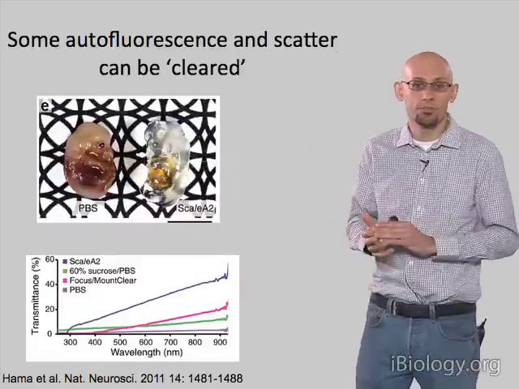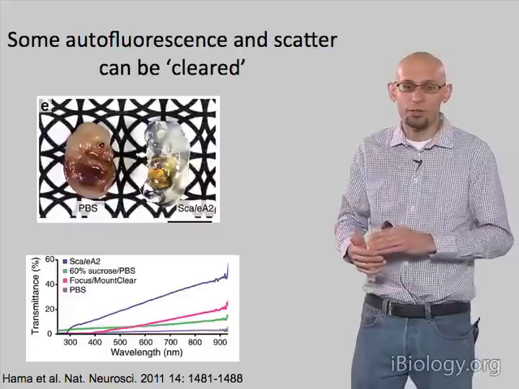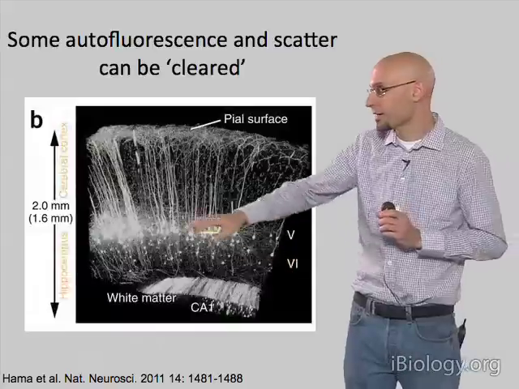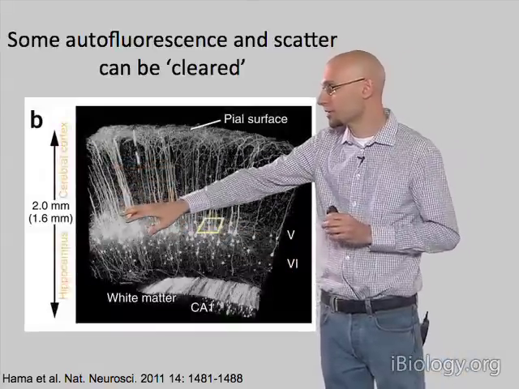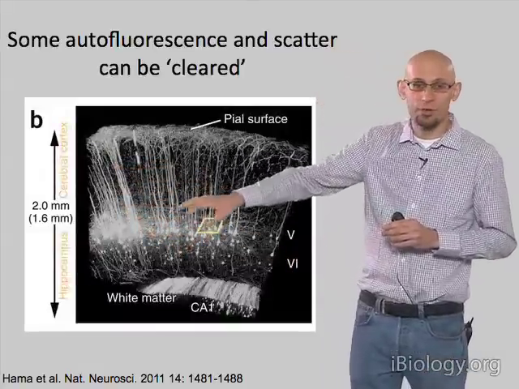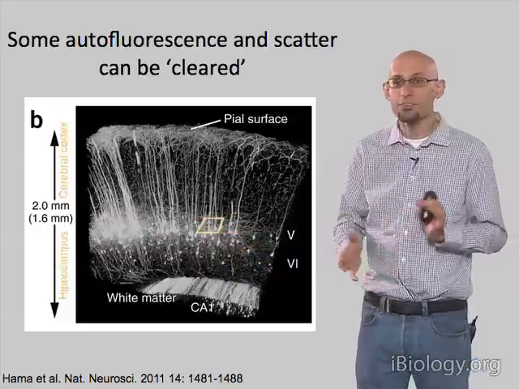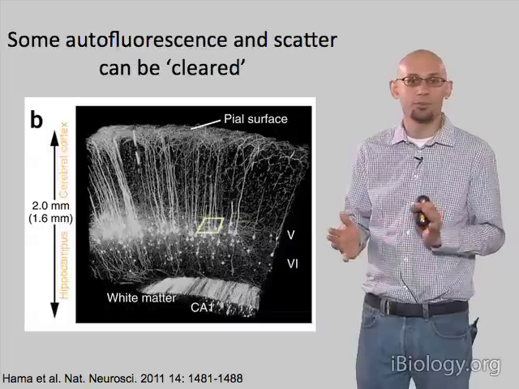And so this is one approach to deal with this problem, is to treat your samples to eliminate these problems. And that gives rise to very deep imaging. So here's a 2 millimeter image into a mouse brain in one of these cleared samples from their paper. The downside, of course, to this is it doesn't work for live samples.